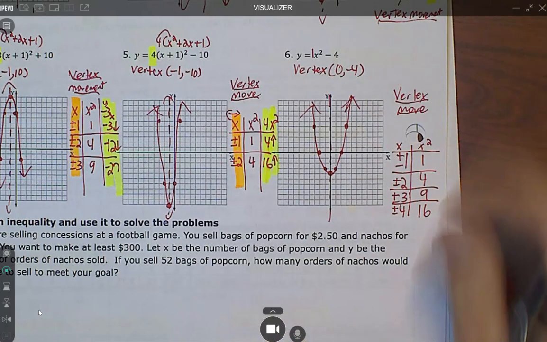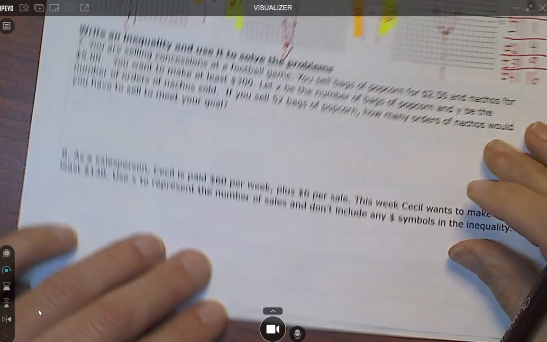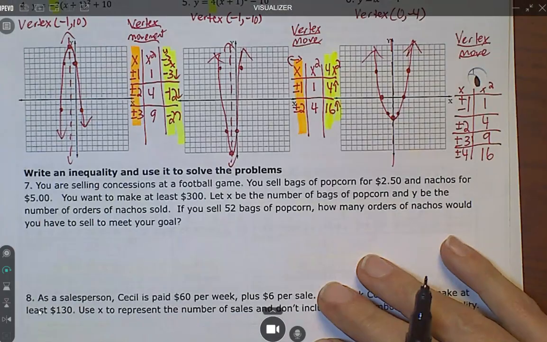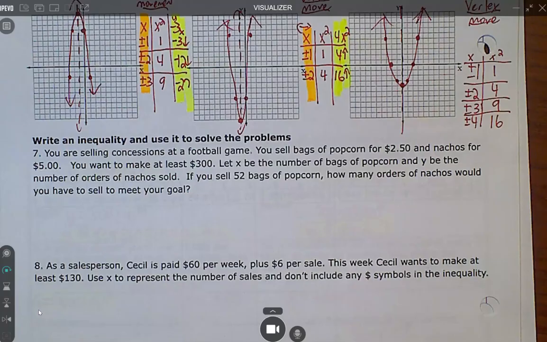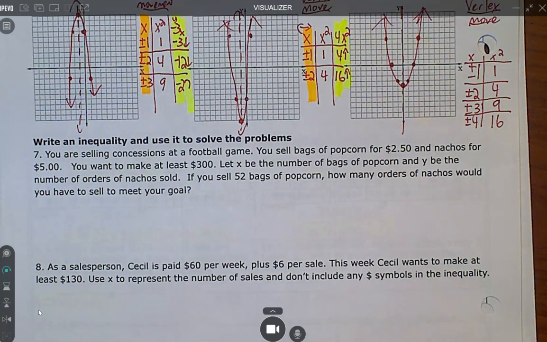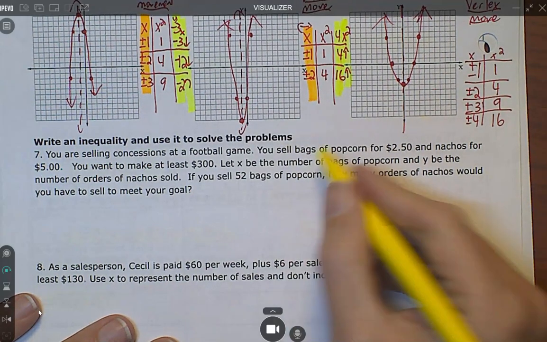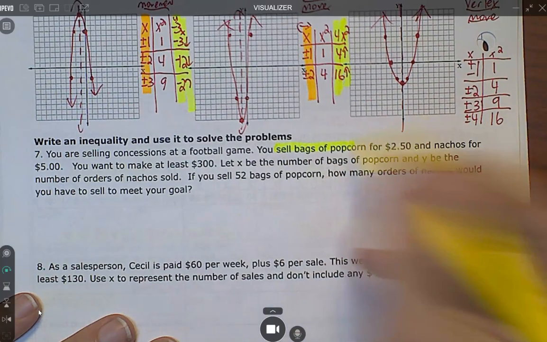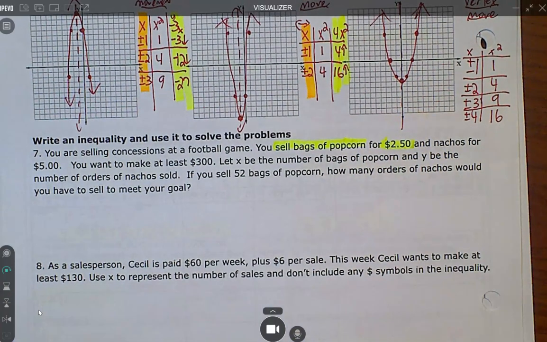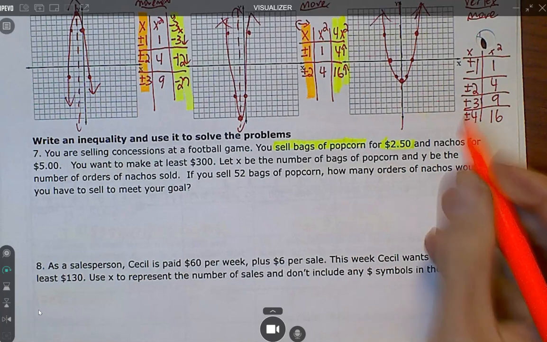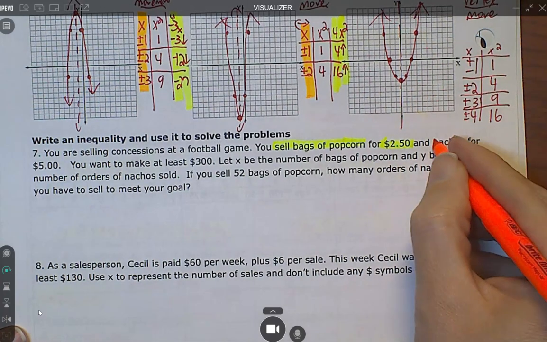Okay, this is the bottom part. This is on your final. So it says write an inequality and use it to solve the problems. You're selling concession stands at a football game. You sell bags of popcorn for $2.50. I just made this up. It's a true story I made up just to get a problem done. And nachos, that seems like a big seller at the football games here.